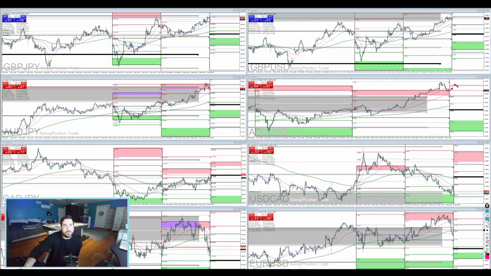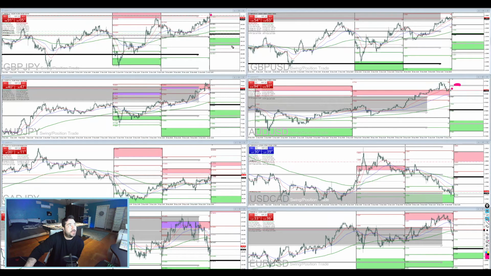This is where my M3 is at, right up here. It matches well with the monthly as well. So I have the monthly and the weekly both right there. So that's a beautiful location to take my swing trade.